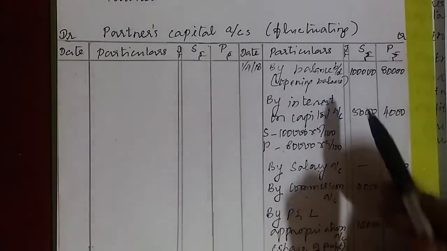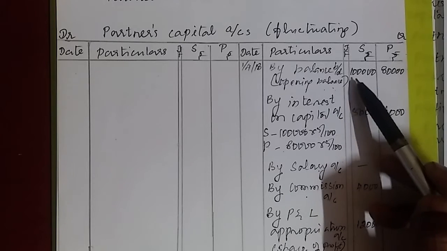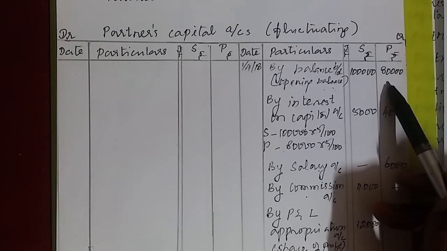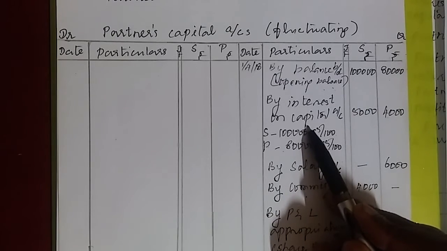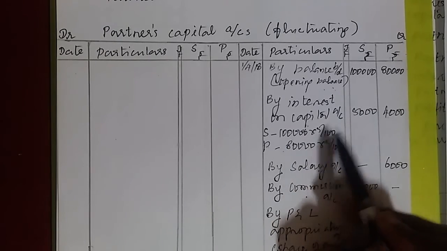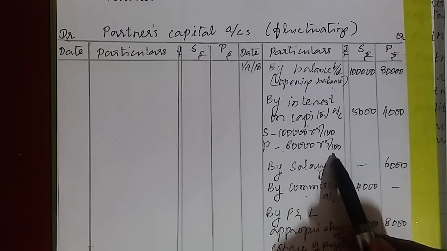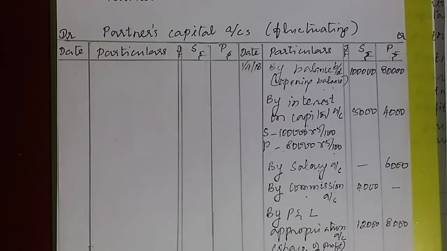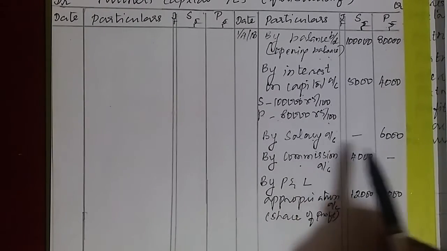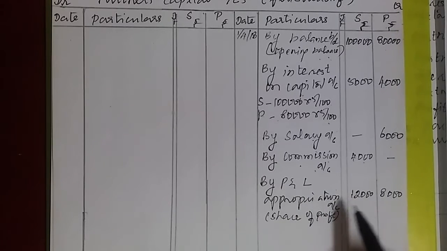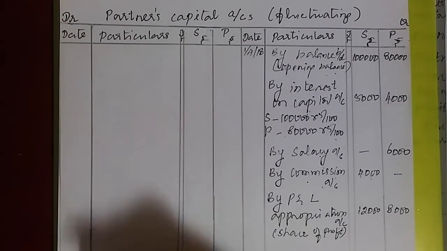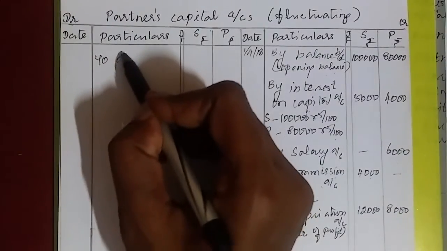What is the first value? Opening balance of capital, which is 1 lakh for Sachin, 80,000 for Pratham. Next we calculated interest on capital. 1 lakh into 5 by 100, 5,000. 80,000 into 5 by 100, 4,000. Next is salary, only for Pratham. Commission only for Sachin. P&L appropriation, share of profit. Is it clear? Yes. Next we write drawings.